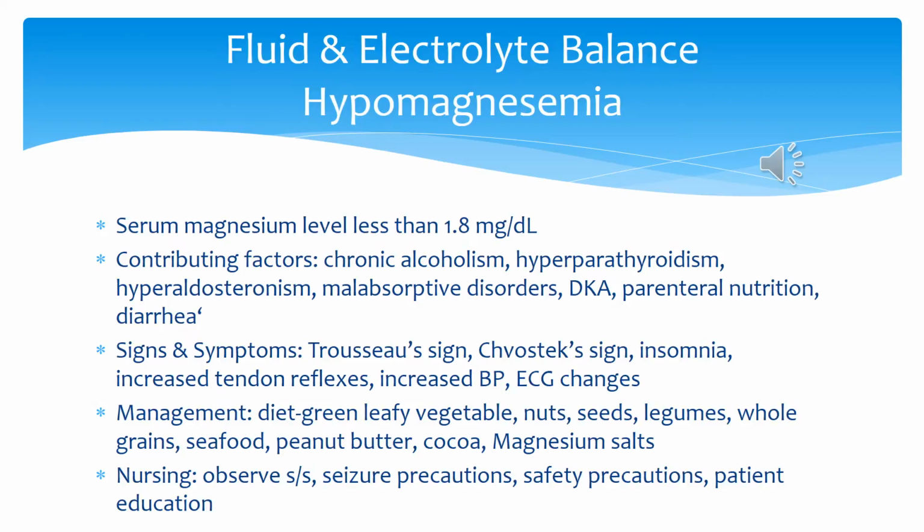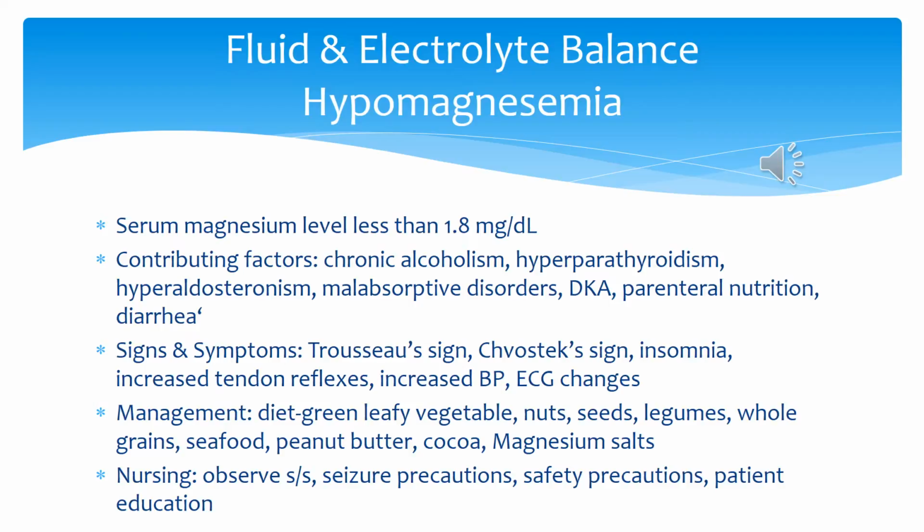Medical management for mild magnesium deficiency can be corrected by diet alone. Principal dietary sources of magnesium include green leafy vegetables, nuts, seeds, legumes, whole grains, seafood, peanut butter, and cocoa. If necessary, magnesium salts can be administered orally in an oxide or gluconate form to replace continuous losses, but can produce diarrhea. Patients receiving parenteral nutrition require magnesium in the IV solution to prevent hypomagnesemia.